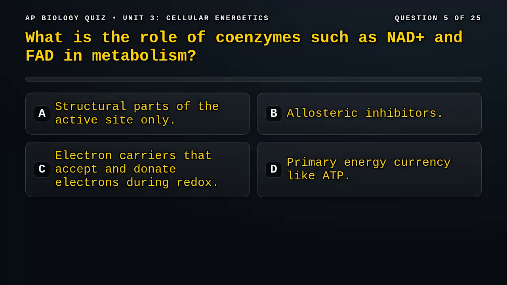Question 5. What is the role of coenzymes such as NAD+ and FAD in metabolism? A. Structural parts of the active site only. B. Allosteric inhibitors. C. Electron carriers that accept and donate electrons during redox reactions. D. Primary cellular energy currency like ATP.